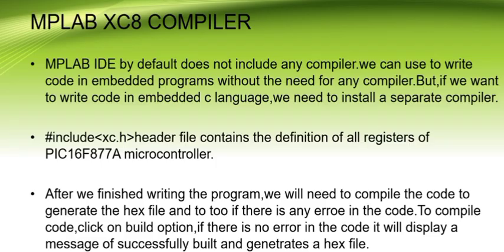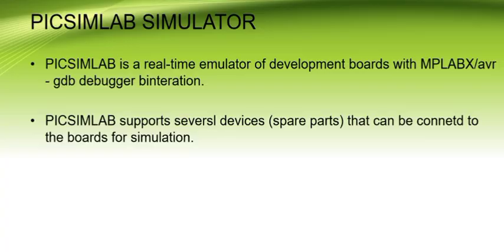After we finish writing the program, we will need to compile the code to generate the hex file and to check if there is any error in the code. To compile code, click on the build option. If there is no error in the code, it will display a message of successfully built and generate a hex file. Picsimlab Simulator. Picsimlab is a real emulator of development boards with MPLAB X debugger. Picsimlab supports several devices that can be connected to the boards for simulation.